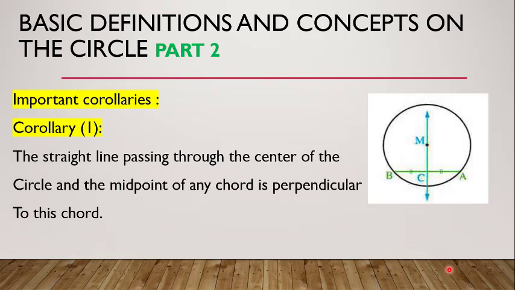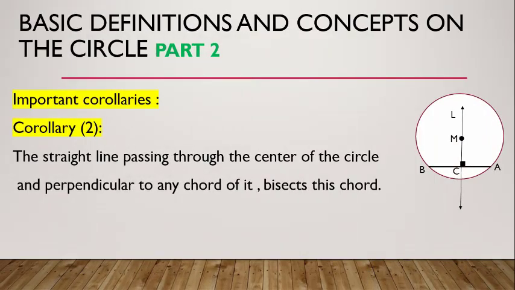the straight line passing through a center of the circle and the midpoint of any chord is perpendicular to this chord. So if we have a straight line, and this straight line passes through the center of the circle, which is M, and the midpoint of a chord, which is here AB, then this straight line bisects the chord. It means that CA equals the length of CB. In this case, this straight line will be perpendicular to the chord.